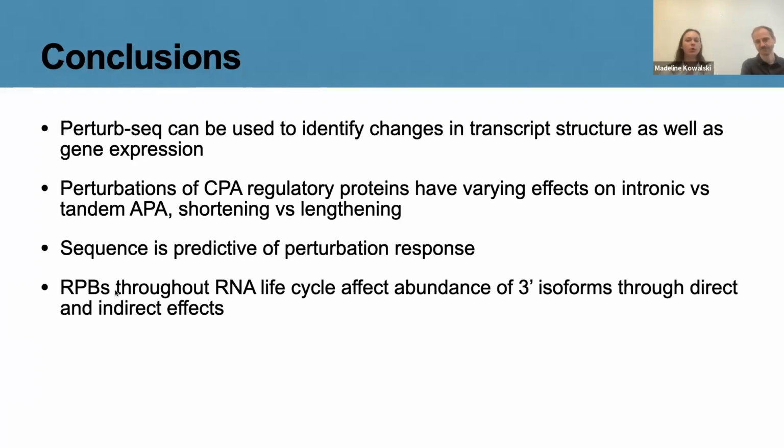We probably think it's more an indirect effect, that it's somehow mediating the relative stability of these transcripts, but it's probably not influencing production. There's been tons of work defining which proteins are actually in the CPA machinery and which are kind of associated. So I think it's less likely that we have identified a new CPA machinery member, but more likely that something after that transcript is produced, there's differential regulatory effects on one isoform versus another.